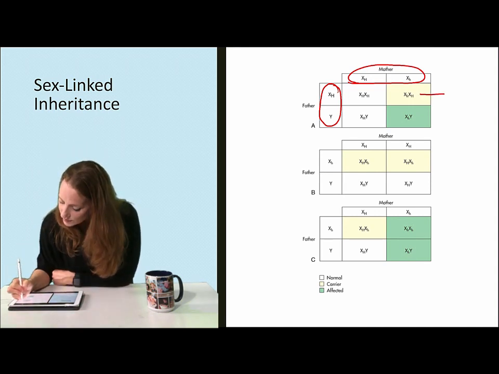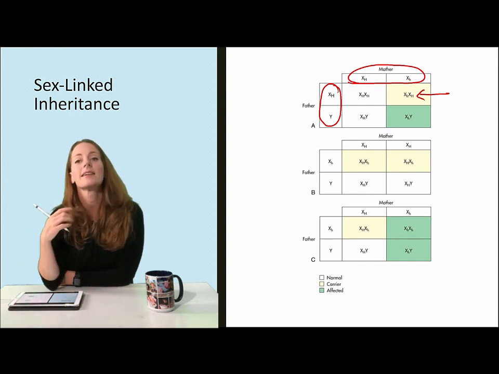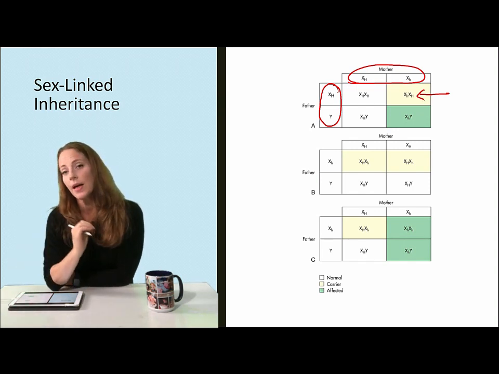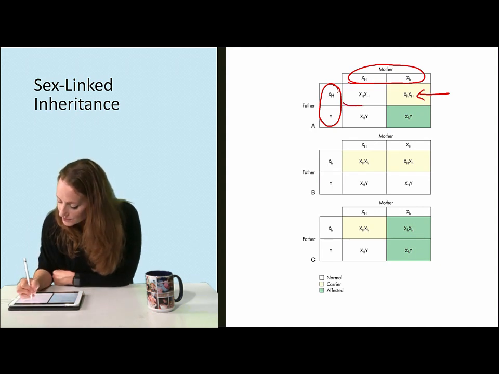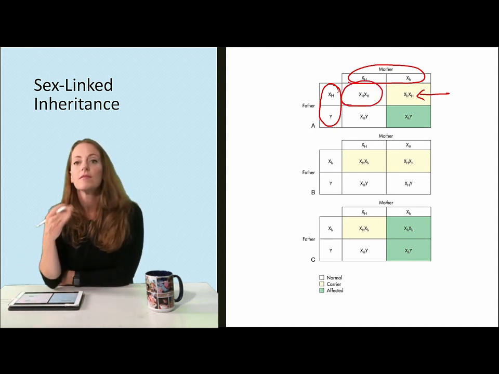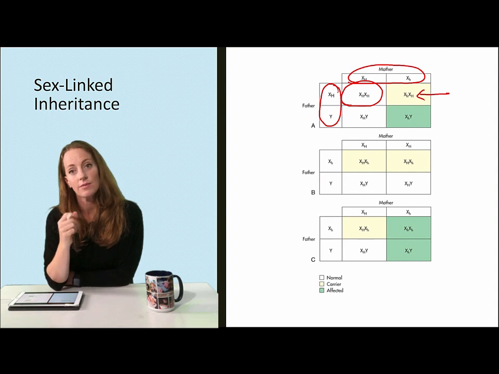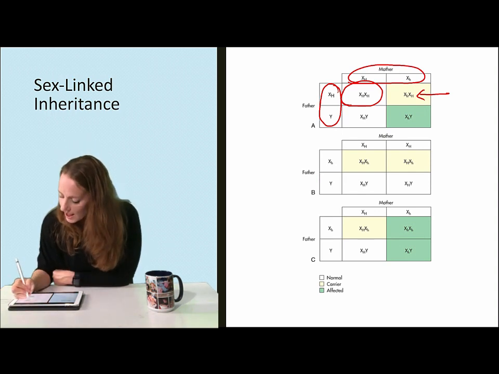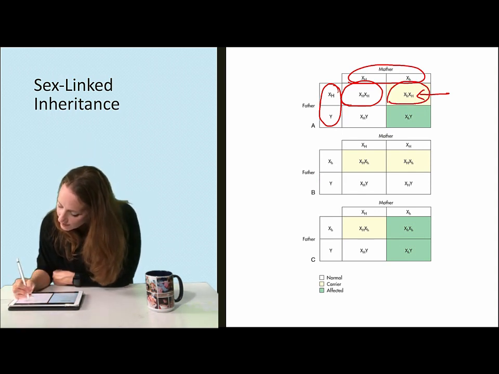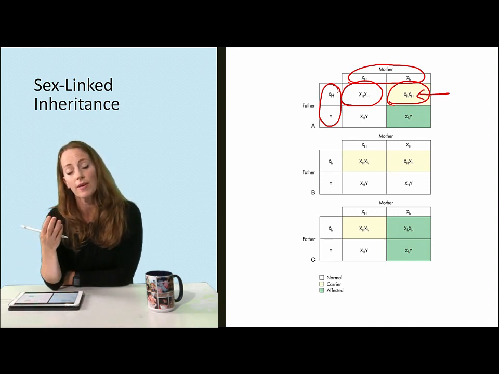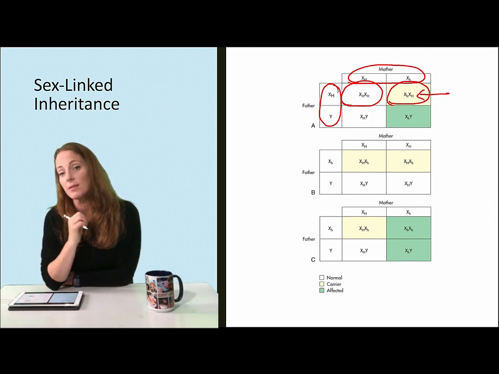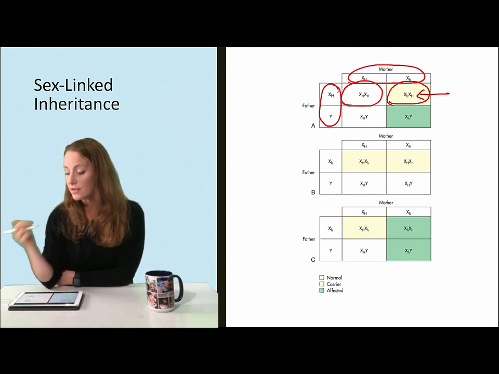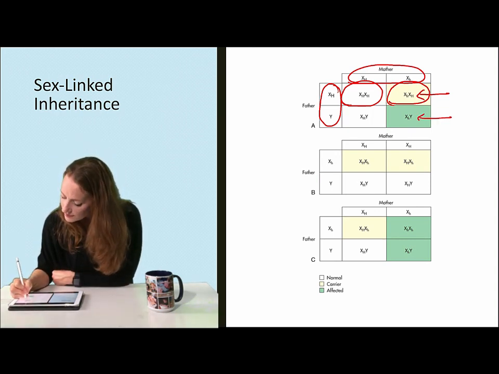The females are going to be here with the XX. They get one X from mother and one X from father. Half of the females will carry dominant alleles from mother and father. Half of the females will get the affected gene from mother and be carriers, but none of the females will be affected by disease. Now let's look at the males.